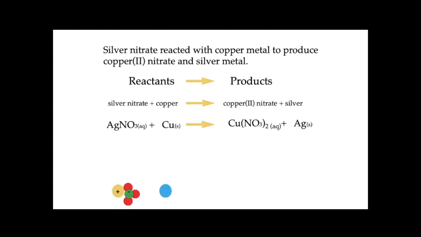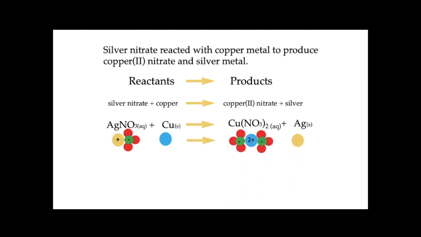Now, if I were to actually draw a picture of this reaction, silver nitrate is actually ionic, so it's actually got 2 ions here. So we have silver ion with a negative NO3 ion, a polyatomic ion, attached to it. Copper is just a single atom. It's atomic. For the copper nitrate, that one actually has 2 of the nitrates with the +2 for the copper. So we have a +2 copper ion and then 2 nitrate ions, an NO3 and another NO3 attached to it because they have a -2 charge. And the silver is just atomic again, so a single atom.